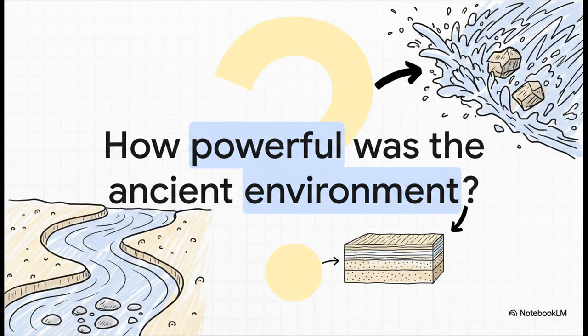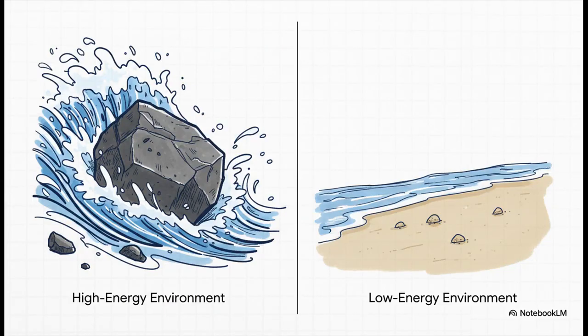So the first question we need to ask is all about power. Were we dealing with a lazy, slow-moving river or a raging mountain flood? The answer is hiding in our very first clue. It all comes down to grain size. And honestly, it's a super simple concept, but the implications are huge.